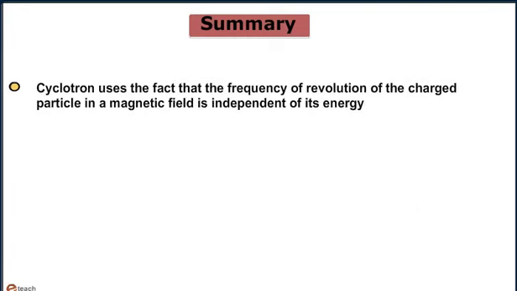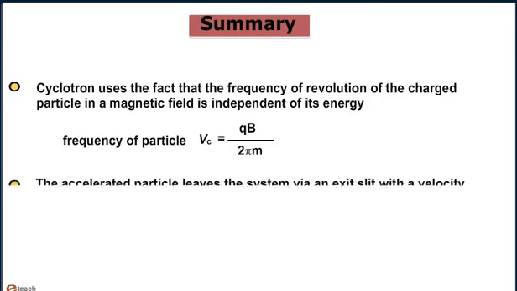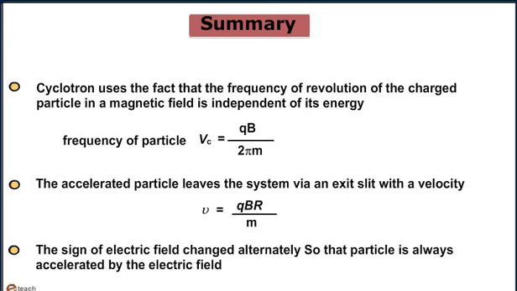The cyclotron uses the fact that the frequency of revolution of a charged particle in a magnetic field is independent of its energy. Thus, the frequency of the particle is nu c equals qB upon 2 pi m. The accelerated particle leaves the system via an exit slit with velocity v equals qBR by m. The sign of the electric field changes alternately so that the particle is always accelerated by the electric field.